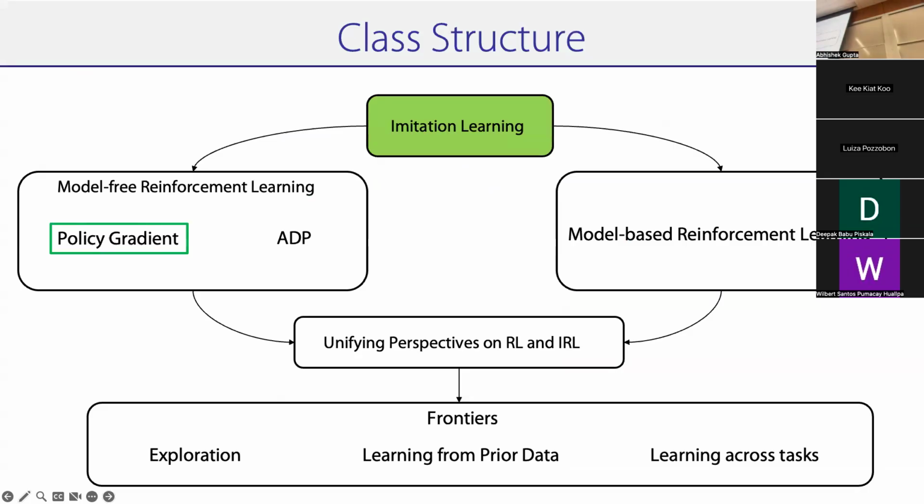Okay, so where were we? We went through policy gradient. We still have a little bit more on policy gradient, and then we'll go to dynamic programming.